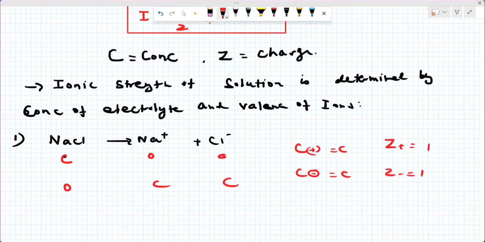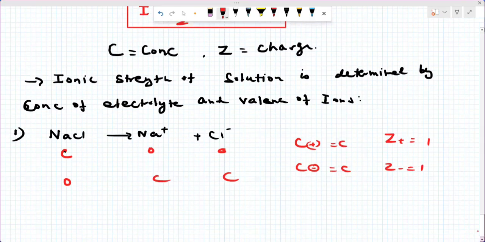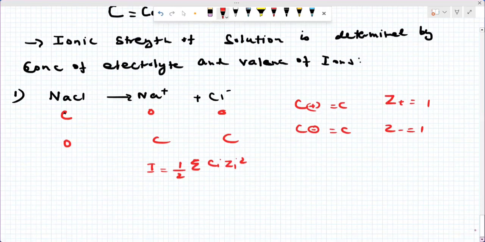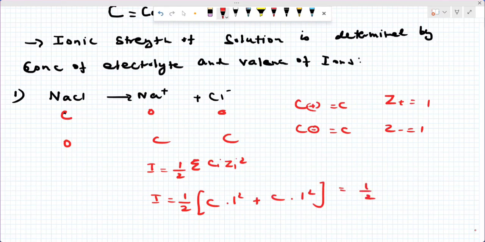Okay, now what is the value? Tell me, very simple. Apply the formula I is equal to 1 by 2 into summation of Ci into Zi square. First the cation: cation concentration is C, charge is 1, so 1 square. Plus the anion: concentration is C, charge 1 square. 1 by 2 into 2C, the 2 cancels. What is the answer? I is equal to concentration.